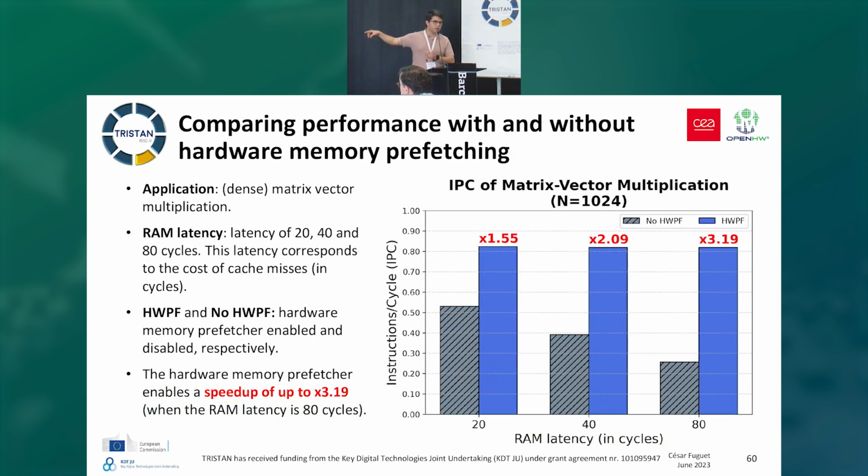This is a comparison between the HPDcache and the HPDcache using the hardware prefetcher. I'm comparing the same new cache running the dense matrix vector operation. Again, we have 20, 40, or 80 cycles latency to the memory and the instructions per cycle on the y-axis. As we can see, when we activate the hardware prefetcher, we get 55%, 209%, and 319% better performance than when we run the same program without the hardware prefetcher.